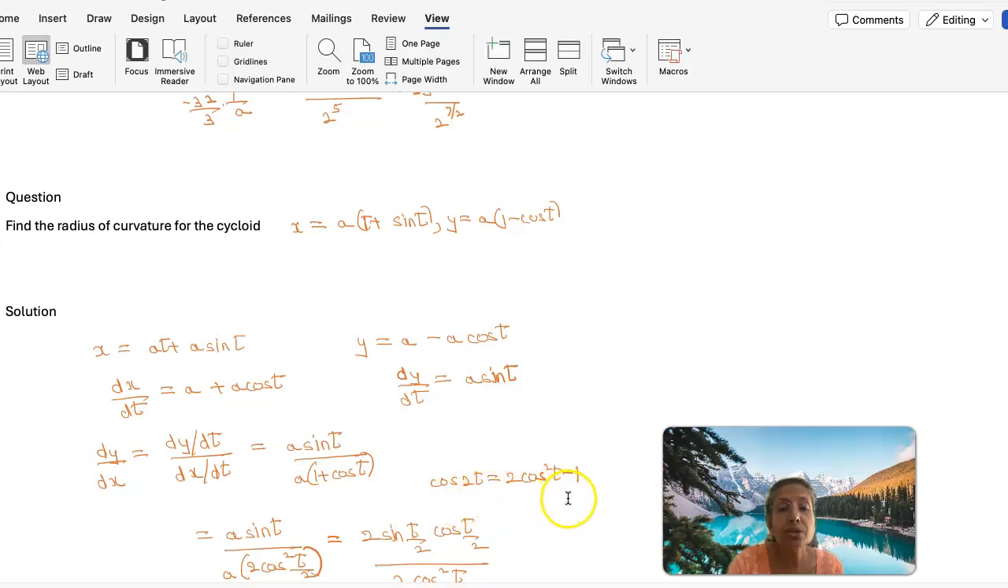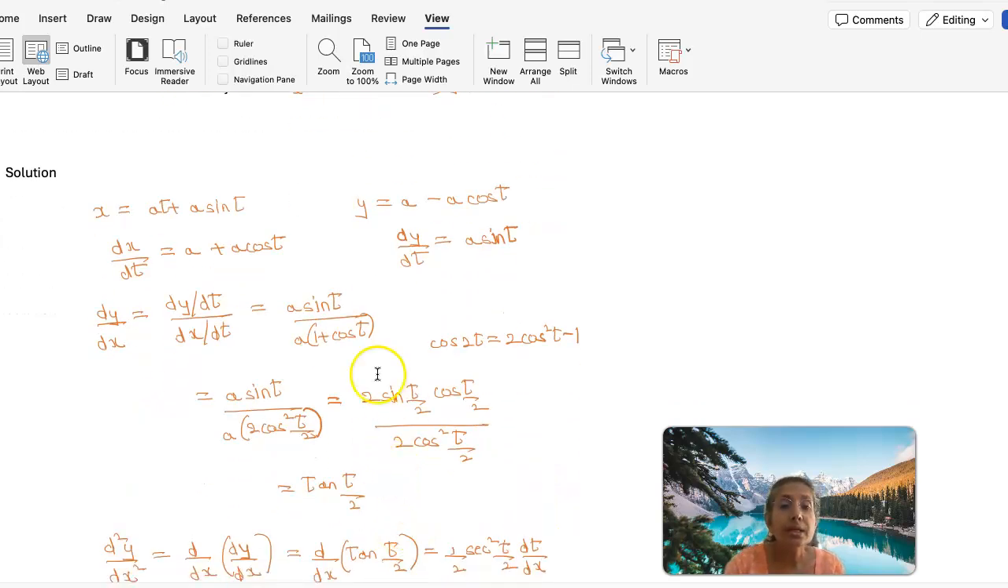Now cos 2t is 2 cos squared t minus 1. So 1 plus cos t becomes 2 cos squared t by 2. And sin t you can write as 2 sin t by 2 cos t by 2. So 2 and cos t by 2 get cancelled. You get sin t by 2 by cos t by 2, which is tan t by 2. This is dy by dx.